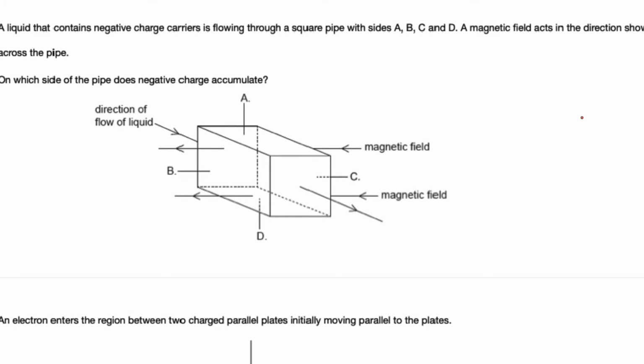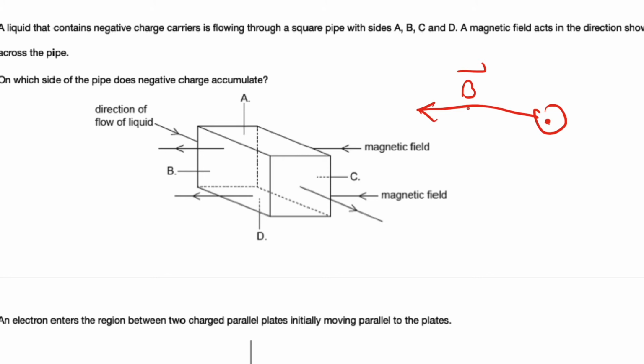A liquid that contains negative charge carriers is flowing through a square pipe with sides A, B, C, and D. A magnetic field acts in the direction shown across the pipe. So it's pointing to the left. On which side of the pipe does a negative charge accumulate? Okay. So this is the direction of flow, flowing out of the page. This is the direction of the B field.